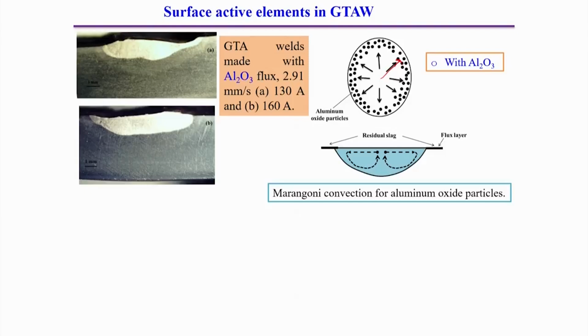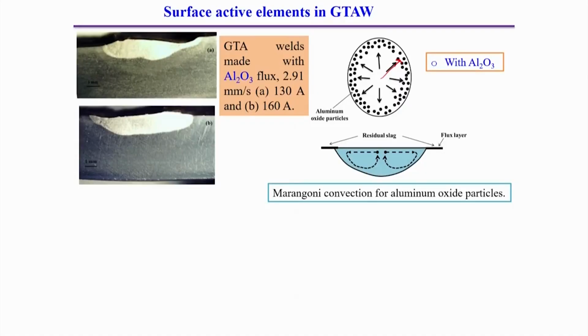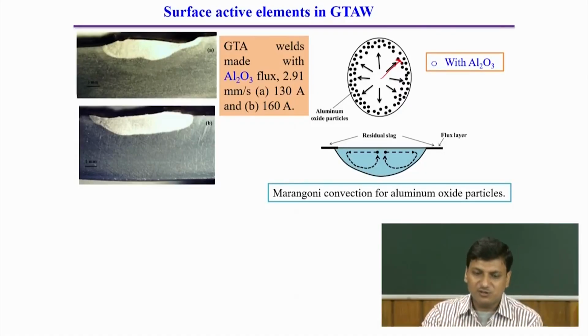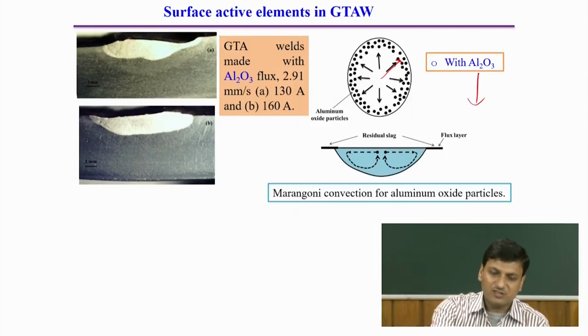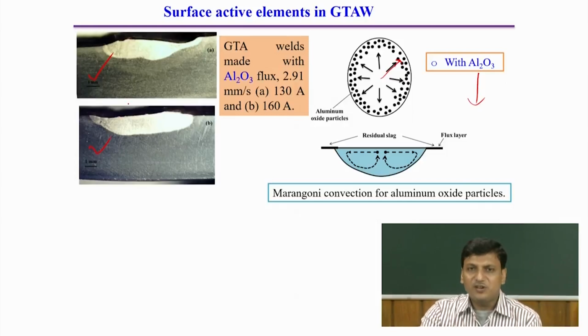Not like that. First, an optimum quantity is required, and second, the surface active elements, for example Al2O3, TiO2, SiO2. So, not all oxides may act as surface active elements during the welding process. For example, it was experimentally observed in GTAW, gas tungsten arc welding, that when the surface active flux was Al2O3, there is no increment of the penetration.